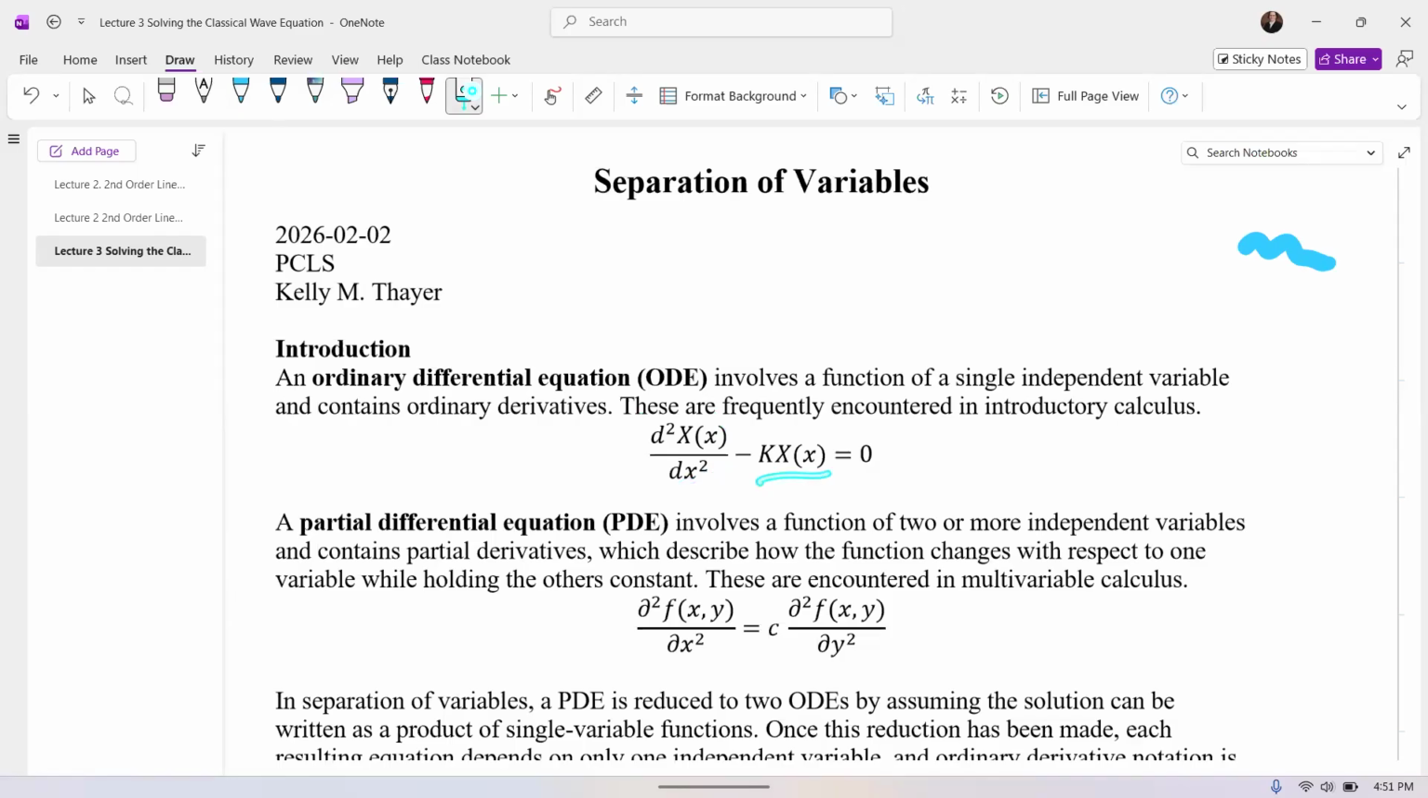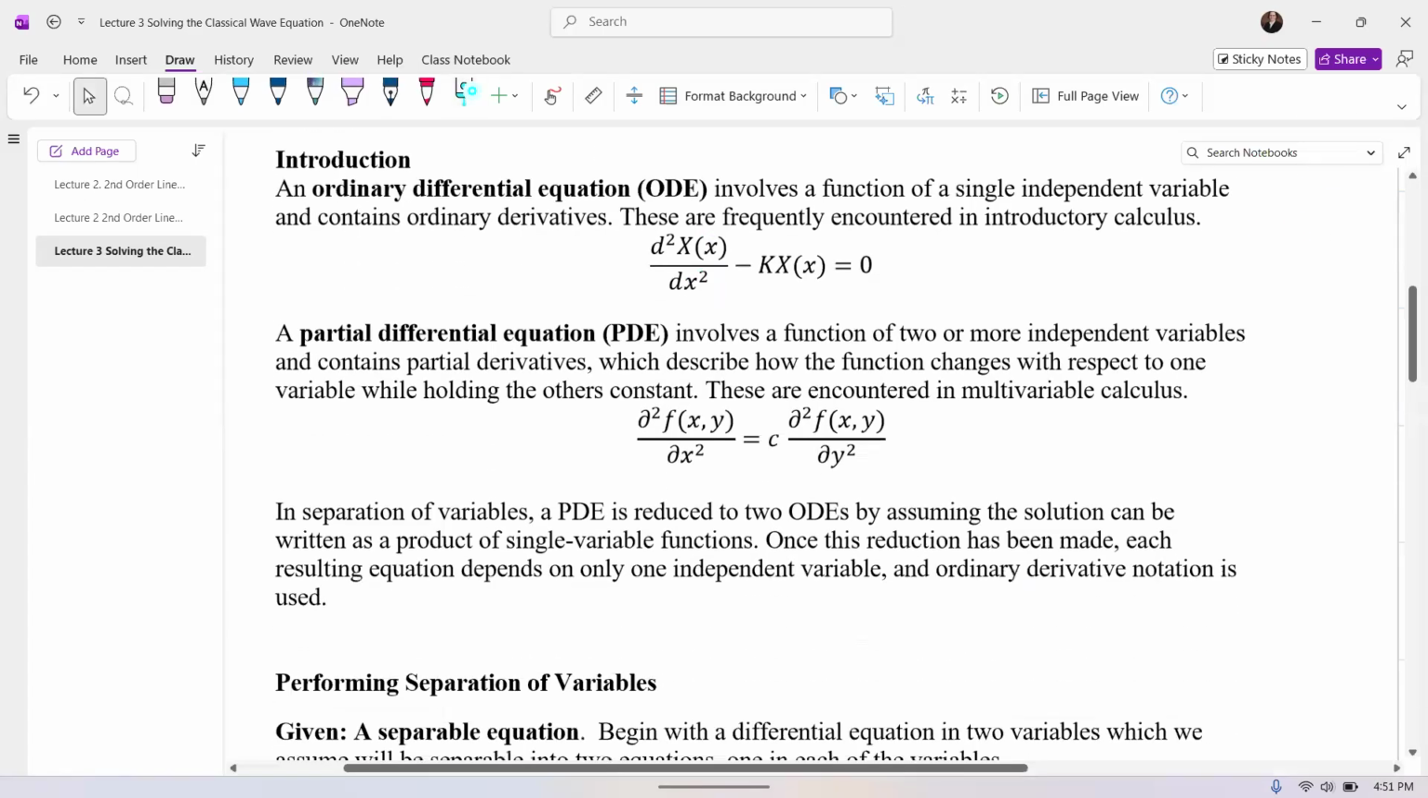So this is an example of an ordinary differential equation, otherwise known as the ODE, which has a single independent variable. In this case, we're taking the derivative with respect to x, right? Because we have d squared over dx squared. And that is what that means. The partial differential equation is what we are going to be seeing today.